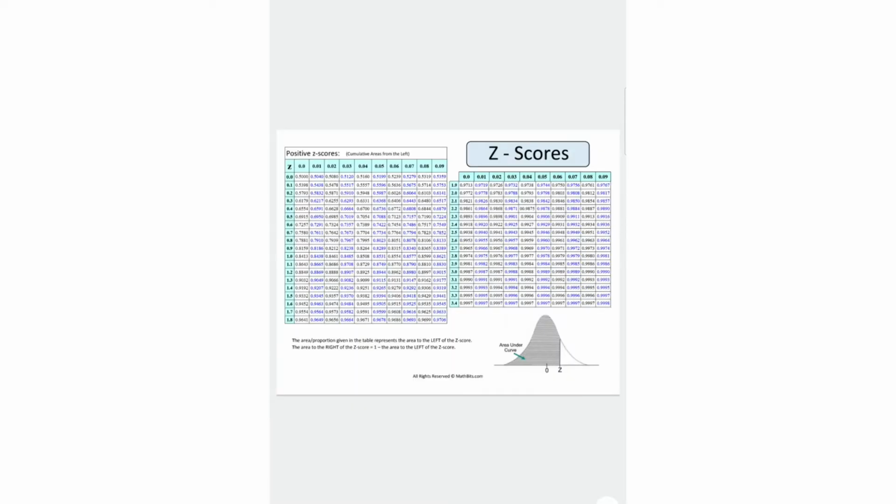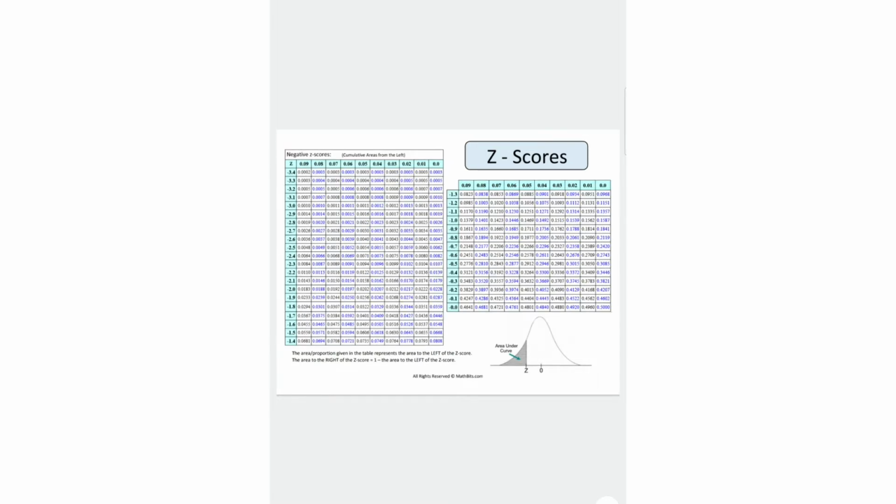And as you can see on the screen now is the z-score table. So what actually is the z-score table? In order to find the area under the curve, we will use this z-score table. And this is the positive z-score table, while this is the negative z-score table.